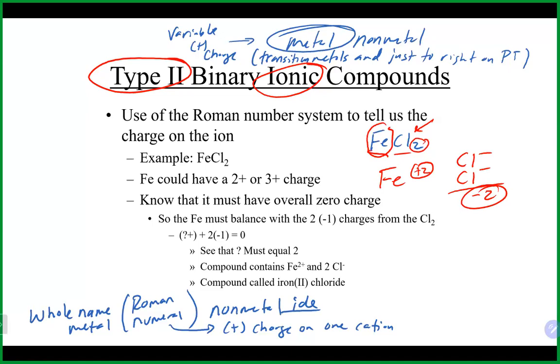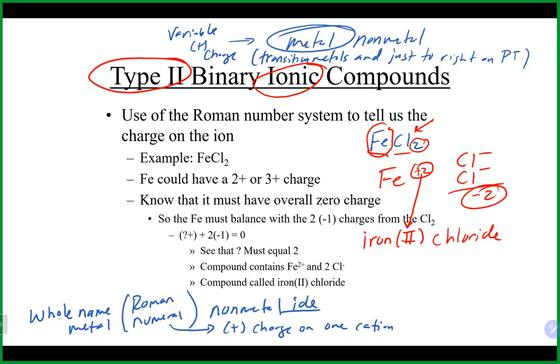After you figure that out, you could roll into the name, and the name here would be iron, Roman numeral 2. Again, for the positive charge on the cation. And even though there are 2 of the Cl's, it has no effect on the name. This would still be chloride. So this would be iron Roman numeral 2 chloride. Again, the 2 for the +2 charge on the iron in this case.